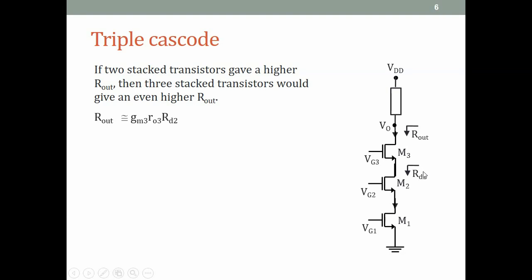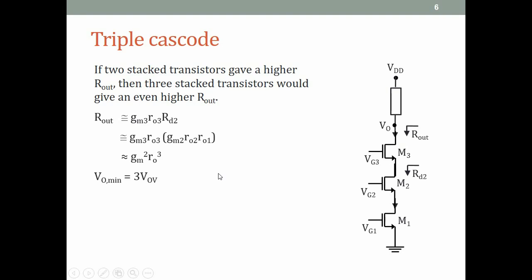And how much is RD2? RD2 is GM2 RO2 RO1. And so we get the R out as GM3 RO3 times GM2 RO2 RO1, which is of the order of GM squared RO cubed. So all right, this is a much higher resistance than the double cascode or the normal cascode. All right, the VOmin one can get, at least theoretically, is 3 VOV, 1 VOV for each of these transistors.